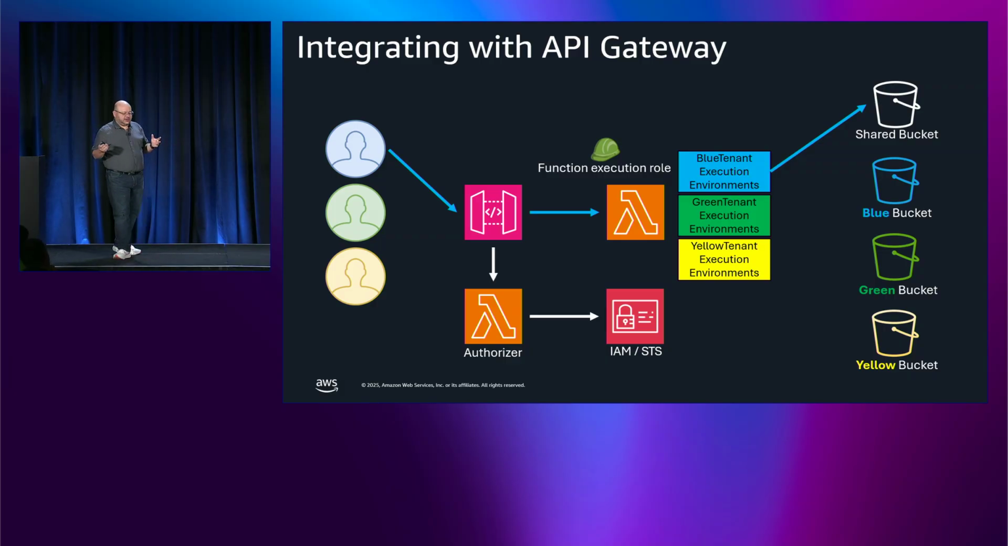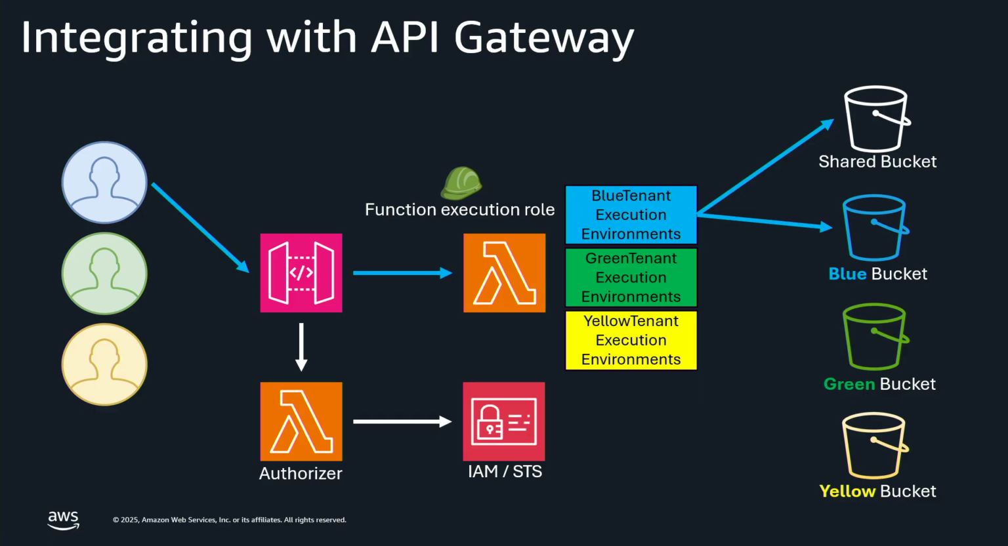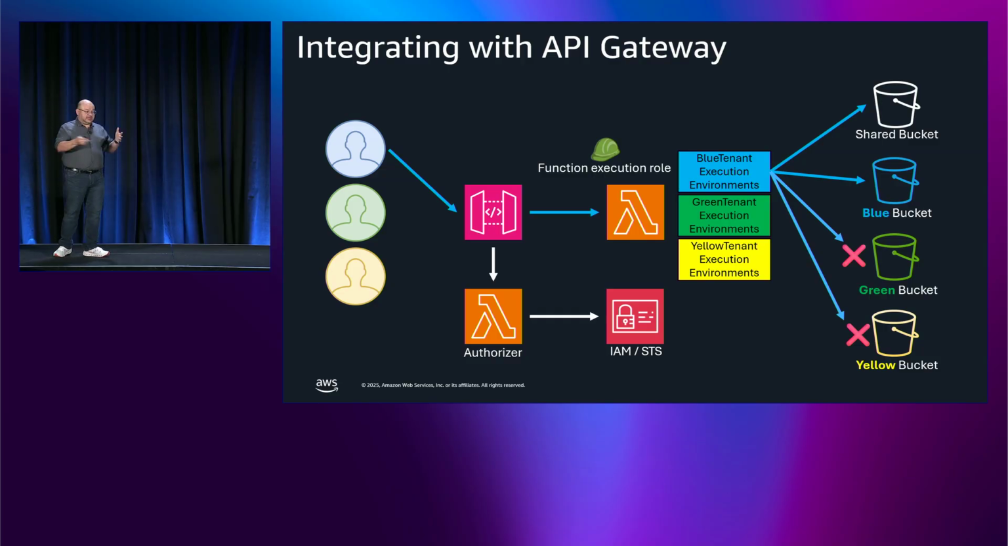You have some shared bucket there. It uses the function execution role to access that shared bucket. But in addition, it can access the blue bucket. Why? Well, because you have a tenant-scoped credential that allows it to access the blue bucket. What it cannot do is access the green bucket or yellow bucket, because there are no permissions available to that function for this current request that allow it to access these two buckets that belong to two different tenants.